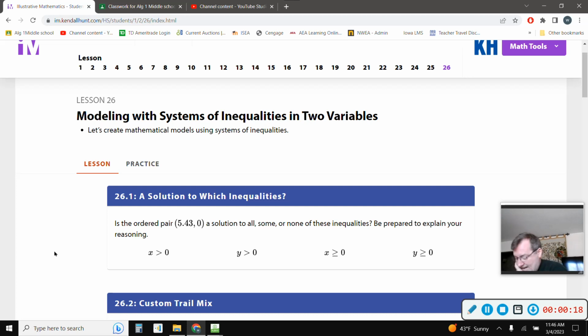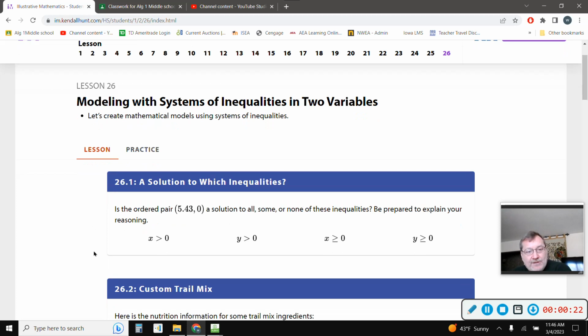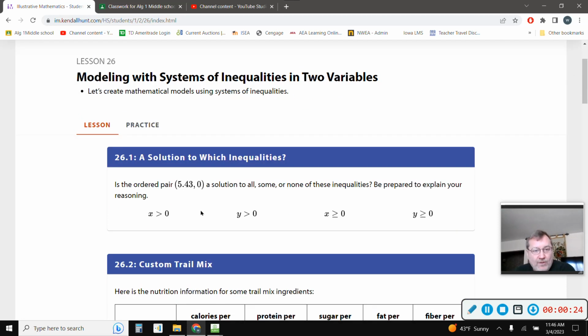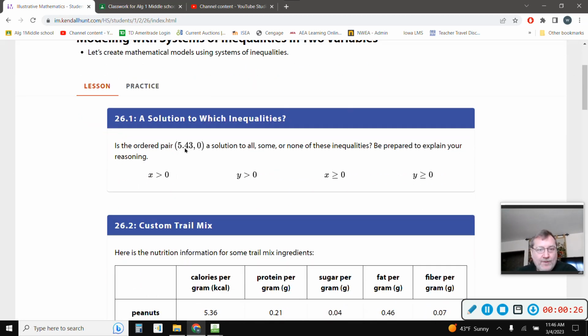So we're on page 370 in your book, and they start out here with a solution to which inequalities. They give you an ordered pair, 5.43 comma 0, so that's right on the x-axis. Is the ordered pair a solution to all, some, or none of these inequalities? Be prepared to explain your reasoning.